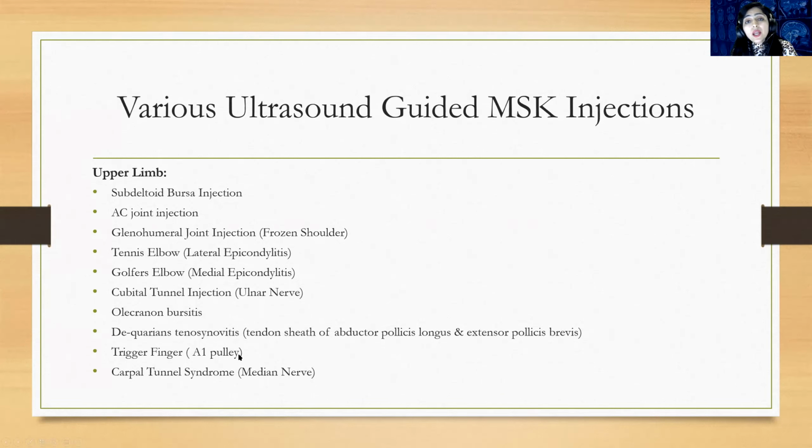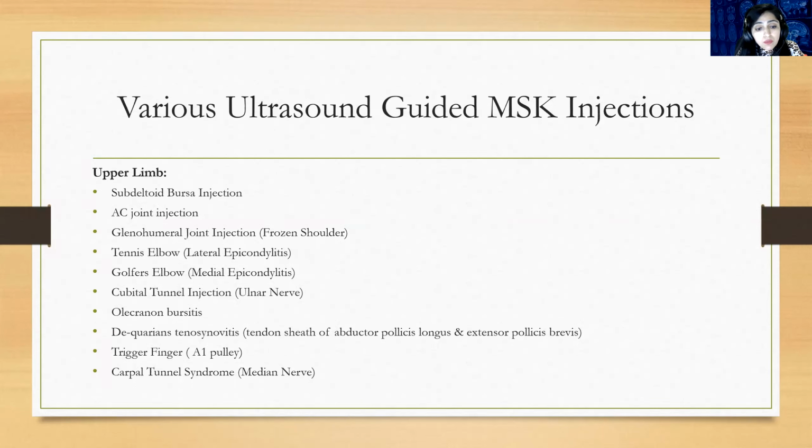Trigger finger is actually the thickening of the pulley which supports the flexor tendon of the fingers. So it can be done in any finger, because all have flexor tendons. And the one thing is that there can be only thickening of the pulley, but sometimes because the pulley is thickened and the tendon is growing underneath that pulley, there may be some tenosynovitis of the flexor tendon as well. So we can inject into the trigger finger A1 pulley.